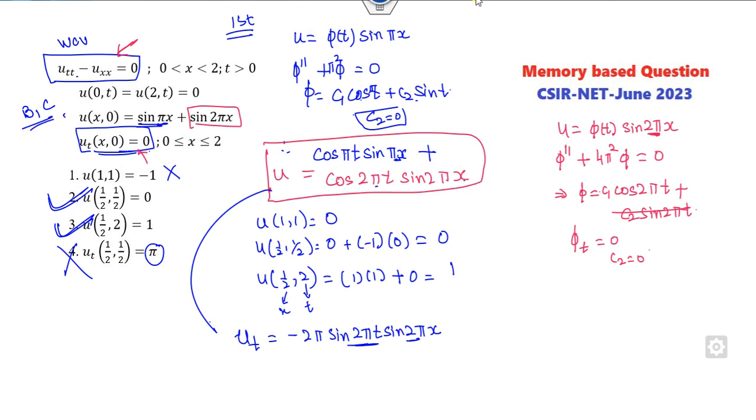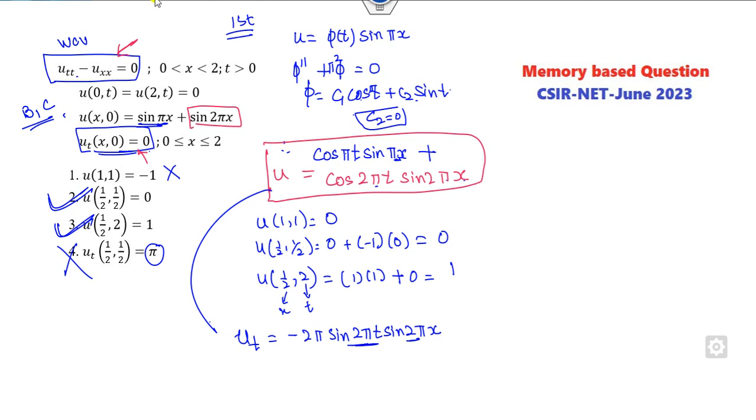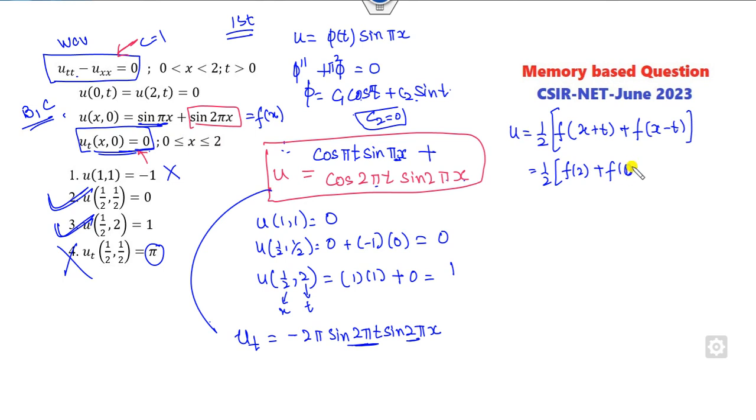What is the second method? As I told you earlier, this is the wave equation, partial derivative is 0. So the solution will be half. c is 1. So this is x plus t and x minus t. Fine. This is my complete f, but this is only f of x. Fine. Now u of 1 comma 1. So what is the meaning of 1 comma 1? f of 2, f of 1 minus 1 is 0.